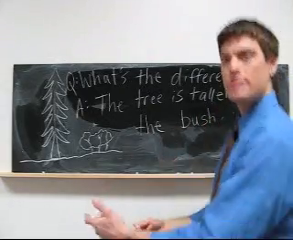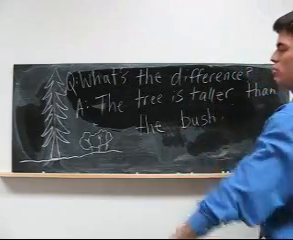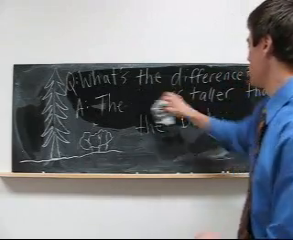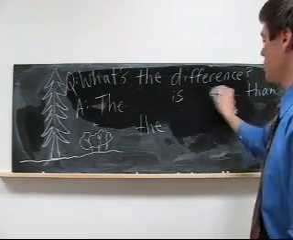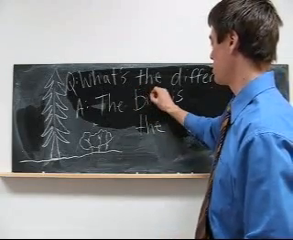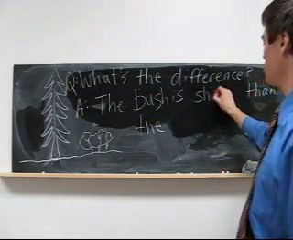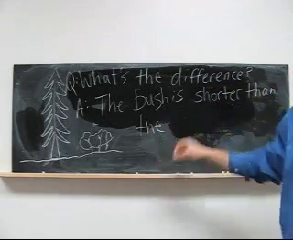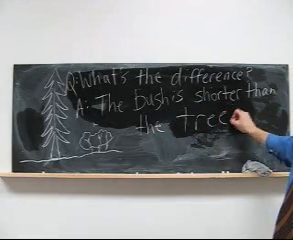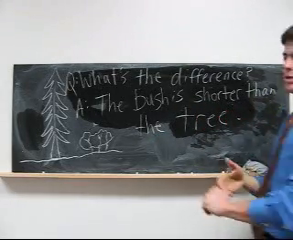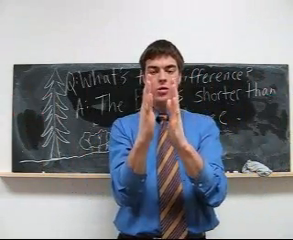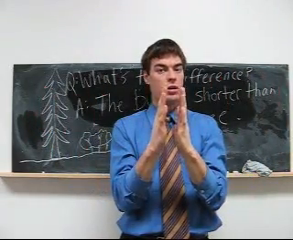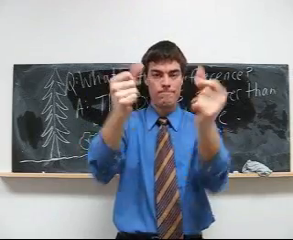Or what else? What else is the difference between the tree and the bush? Well, the bush is shorter. The bush is shorter than the tree. And that is wide, narrow, tall, short. Wider, narrower, taller, and shorter. Right on.